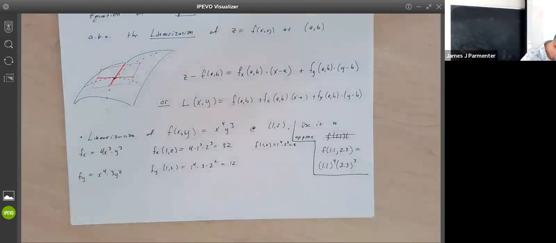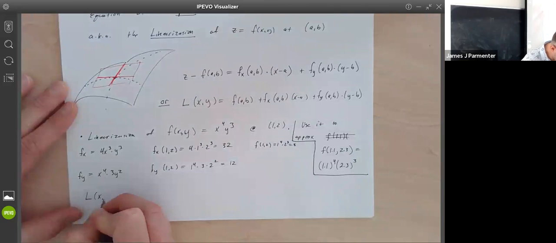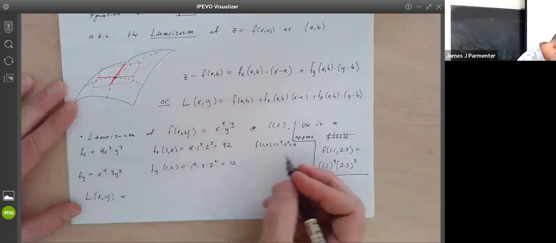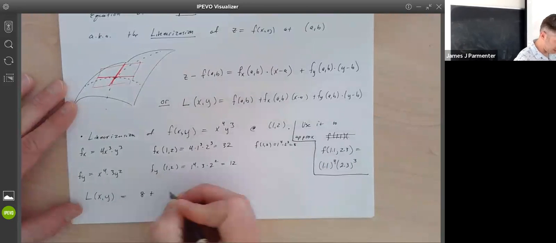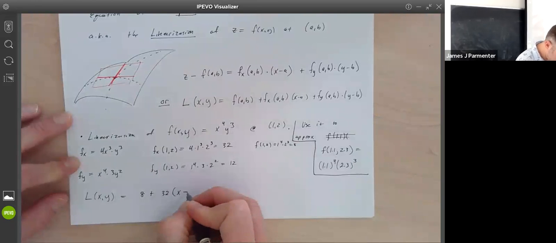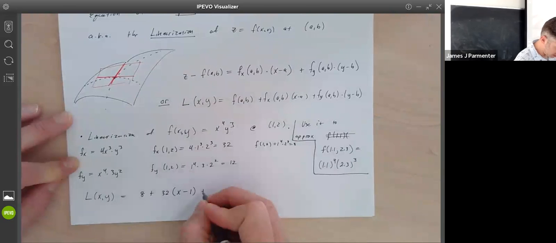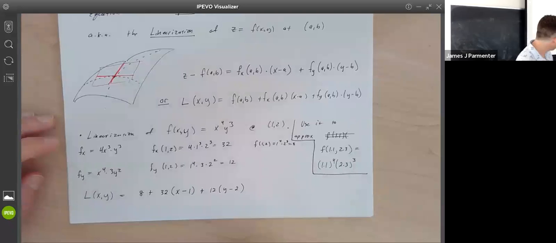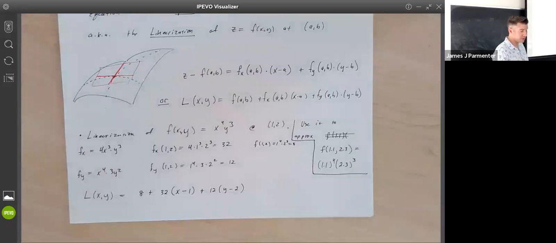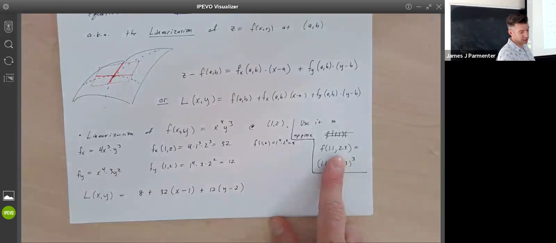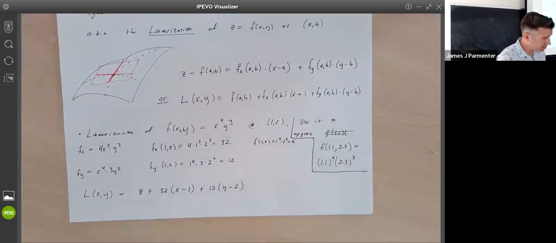So my linearization of this function of two variables is going to be my f of (1, 2), which is 8, plus my partial with respect to x, which is 32, times x minus the x coordinate, plus my partial with respect to y, which is 12, times y minus the y coordinate. And now, personally, I would choose to leave it like this, especially if I'm going to have to plug in 1.1 and 2.3. I'm going to find it much easier to plug in 1.1 to this than, well, in fact, let's simplify and see what it would be.